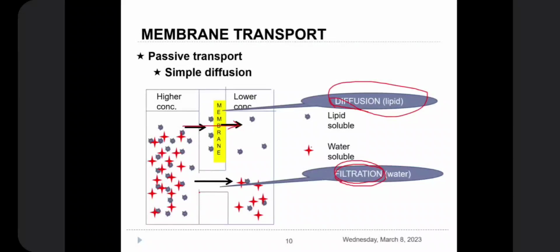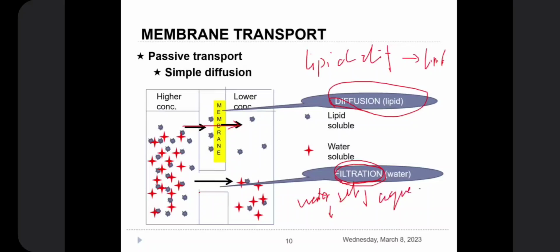So simple diffusion has two types. One is lipid diffusion, which is suitable for lipid soluble drugs. Another type is water diffusion, maybe aqueous diffusion. Its another name is filtration, and this diffusion is suitable for water-soluble drugs.